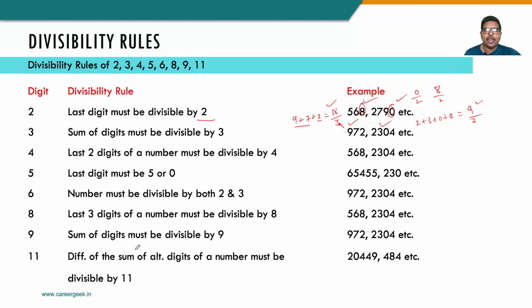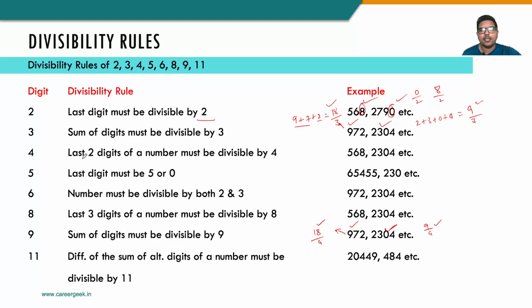So 3 and 9 are similar. Remember, the sum of digits must be divisible by 3, and for 9 the sum of digits must be divisible by 9. So 972 we have seen above, the sum is 18. Is it divisible by 9? Yes, the answer is yes. And for 2304, the sum is 9. Is it divisible by 9? Absolutely. So 3 and 9 are similar, okay?